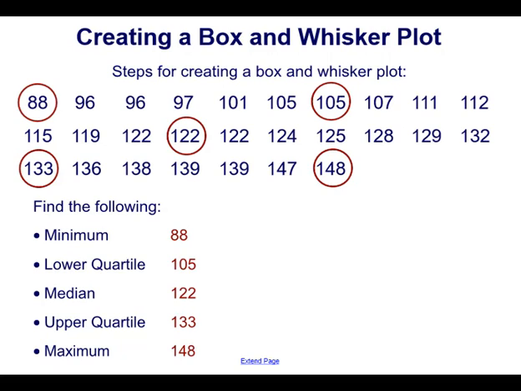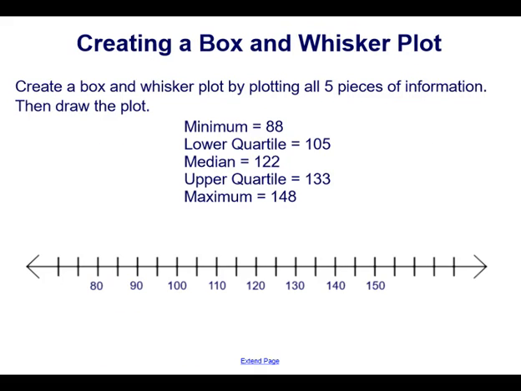So for this data, we have a minimum of 88, a maximum of 148, a median of 122, a lower quartile of 105, and an upper quartile of 133. Now that we've found those data points, we can actually mark a graph. So we can create the box and whisker plot by plotting all the 5 pieces of information we just found, and then drawing that rectangle and the whiskers connecting the lower quartile and upper quartile rectangle ends or box ends to the maximum and the minimum.